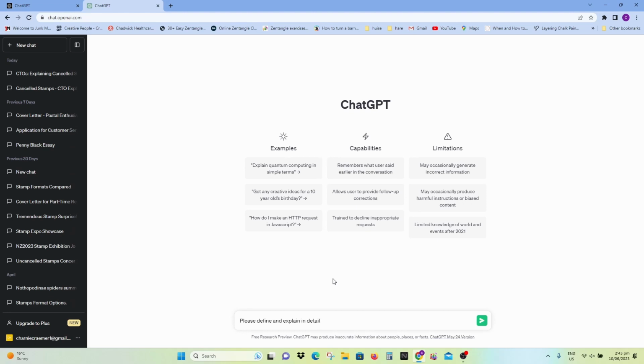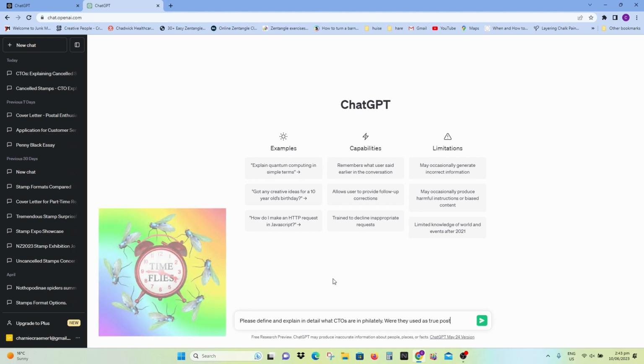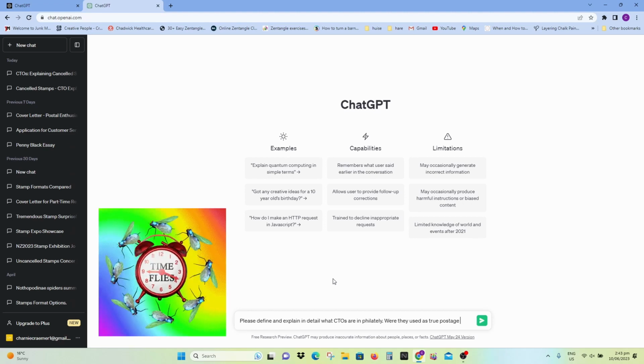Okay, in detail, what CTOs are in philately. Usually I ask more than one question in one go, because then sometimes the answers tend to be a little bit more summarized and compact. And especially today I would like to save some time.